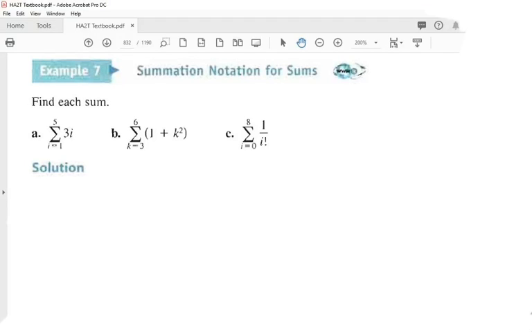Summation notation. What does summation notation mean? It means you're going to add a bunch of numbers together. It's a lot of writing. It's kind of annoying, kind of like statistics.